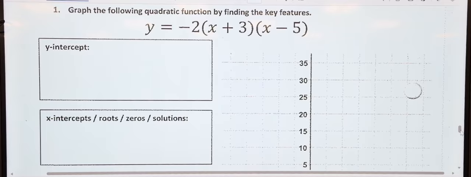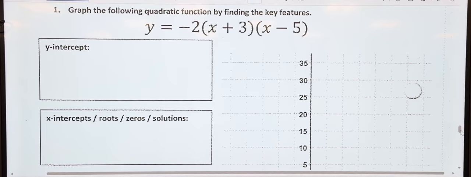My x-intercepts. Will I always have two x-intercepts? No. I may have one. I could have none, right? If this parabola never touches the x-axis, then I don't have a solution. I don't have an x-intercept. I do not have a root. I do not have a zero, right? But factored form gives us our solutions.